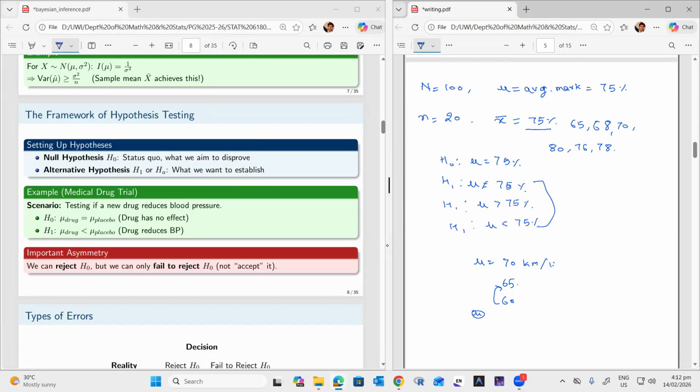At that time we will take the alternative hypothesis that mu is not equal to 75%. That is basically a two-tail test. Here it is called the two-tail test, and the other two are called one-tailed tests. This is called the right tail test and this is called the left tail test.